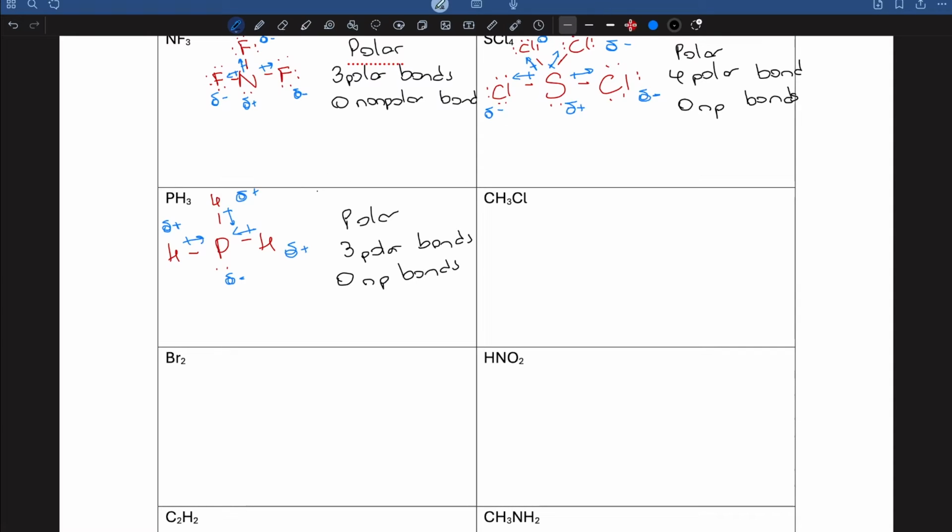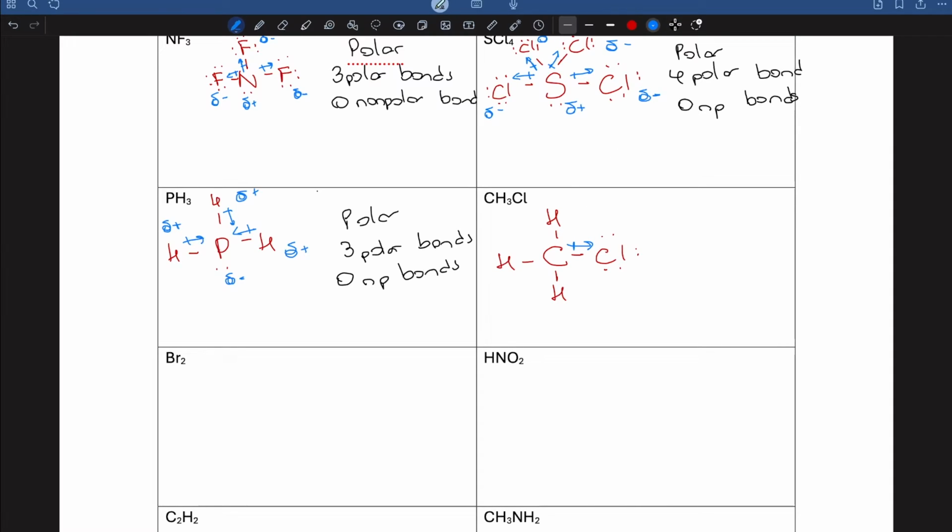Excellent. The next problem, CH3Cl. Let's draw a carbon surrounded by the hydrogens and the chlorine, and we'll draw one bond to each of them. And we'll also have chlorine with 3 lone pairs around it. And notice that the carbon-hydrogen bonds are not polar, right? We're not going to have any arrows going from hydrogen or chlorine to carbon. However, chlorine is a lot more electronegative than carbon.